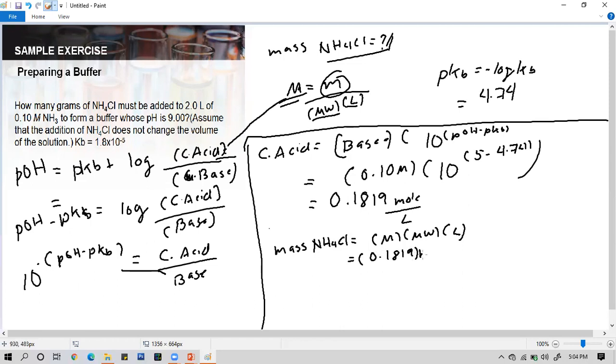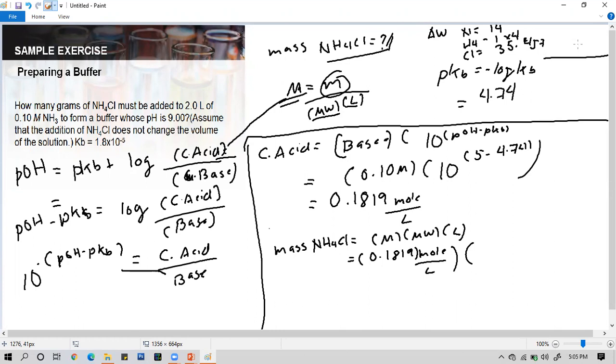What is our molarity? 0.1819. I will drop the unit of moles per liter. And then, what is the molecular weight of our ammonium chloride? Okay, the molecular weight of ammonium chloride is just the addition of the atomic weights. Okay, it is just the summation of the atomic weights of N, H, and chlorine. So, nitrogen has 14, hydrogen has 1 times 4, and chlorine has 35.457. Wow, sir memorized it. No, I just use it often, so I somewhat remember it.